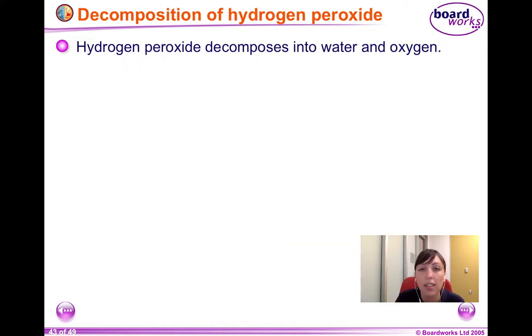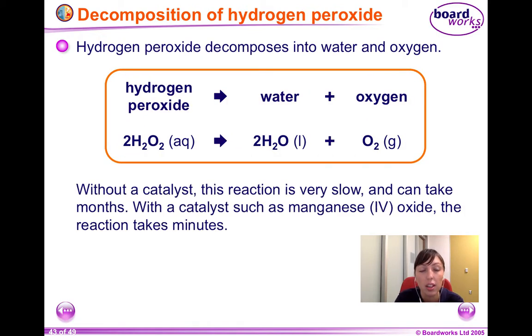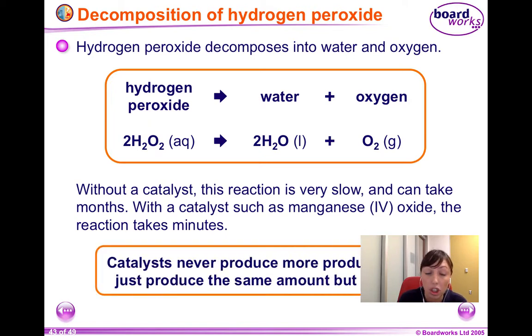Hydrogen peroxide decomposes into water and oxygen. There's your word equation. There's your balanced symbol equation. Without a catalyst, this reaction is really slow and it can take months. But with a catalyst, like manganese oxide, the reaction can take place in just minutes. Catalysts never produce more product. They just produce the same amount, but quicker.